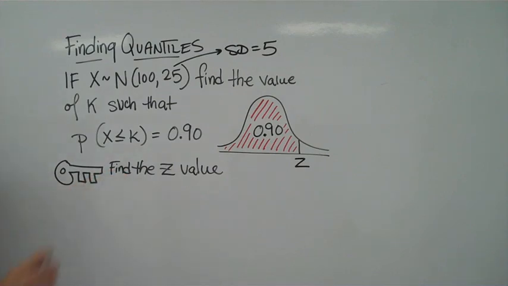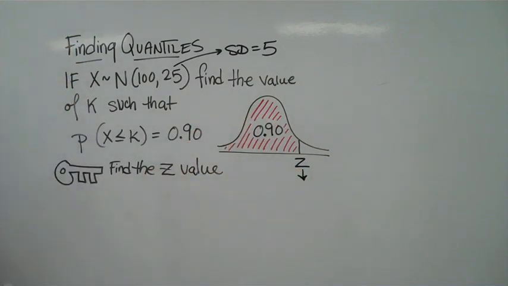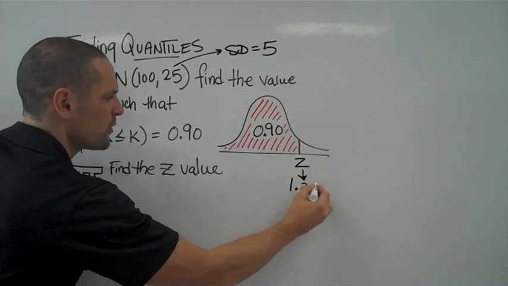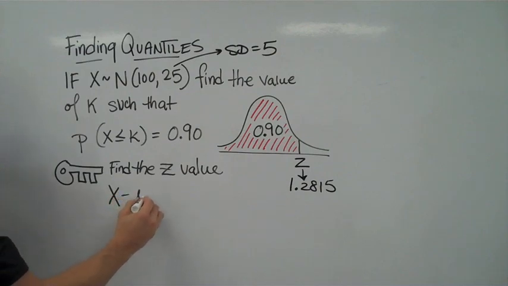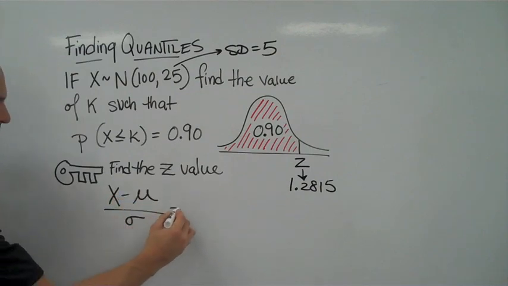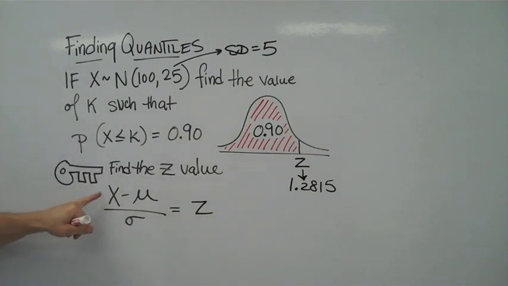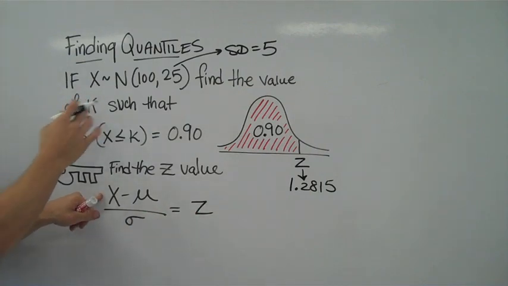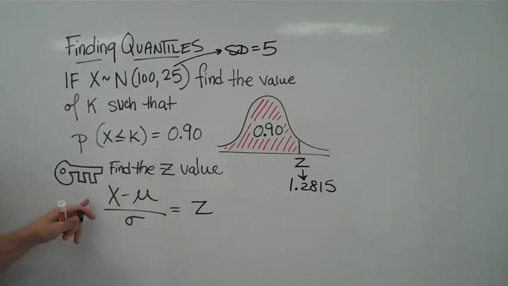I told you earlier that the key is to find the z-value. Well, if you look in your charts, you find the z-value associated with 0.90 is 1.2815. That's our z-value. And now we can use our formula. We know that x minus our average divided by our standard deviation is equal to our z-value. Well, instead of x, they're saying find the value of k such that x is less than or equal to k. Well, what will that be?